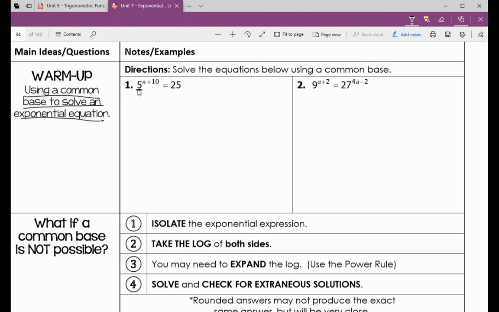If you notice, this is a base 5. I can change 25 to 5 squared. Do y'all agree that 25 is equivalent to 5 squared? 5 times 5. So what I'm going to do is rewrite 25 as 5 squared. That gives me a like base. And if that's the case, I drop the bases and I set my exponents equal. So n plus 10 equals 2 and n equals negative 8. The great thing about solving exponential equations is the exponent can be anything.